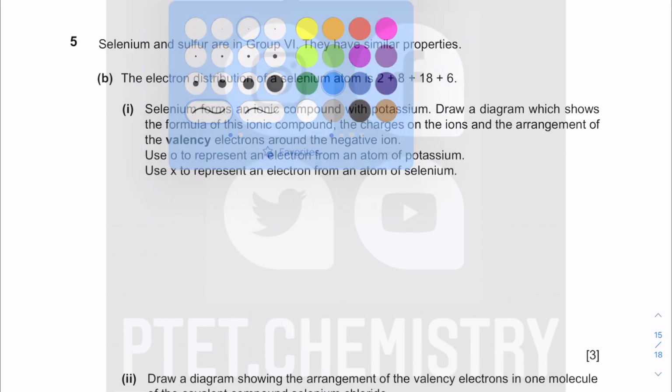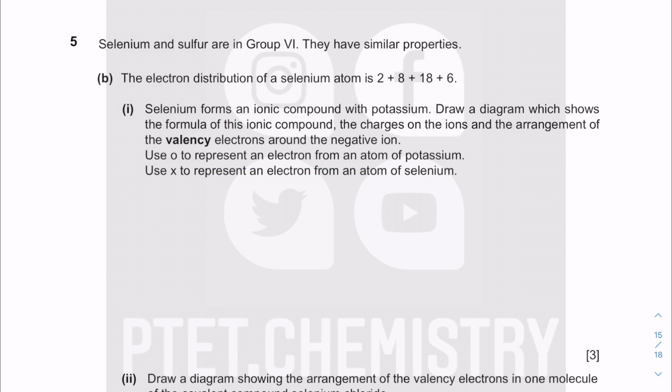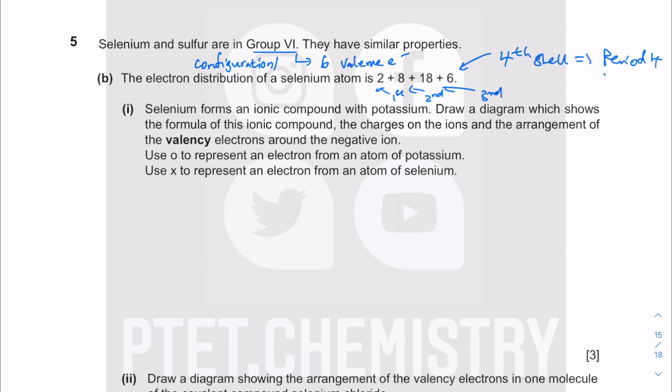Phew, okay, question 5. So we have selenium and sulfur, group 6. So group number tells you the number of valence electrons. Electron distribution is the same as electron configuration, the same as electronic arrangement. So selenium is further down the periodic table. They say it's 2 plus 8 plus 18 plus 6. This is the 1st, 2nd, 3rd, and this is the 4th shell. So if you look at your periodic table, this is period 4, group 6 for selenium. Selenium has the symbol Se.